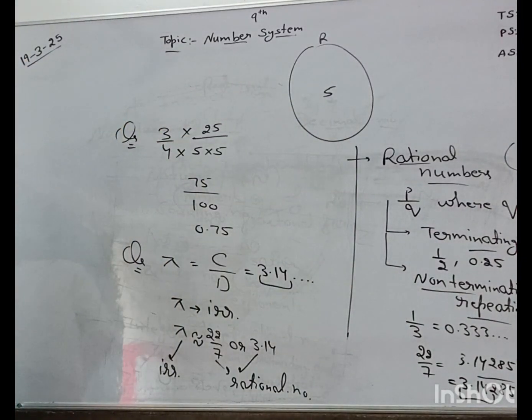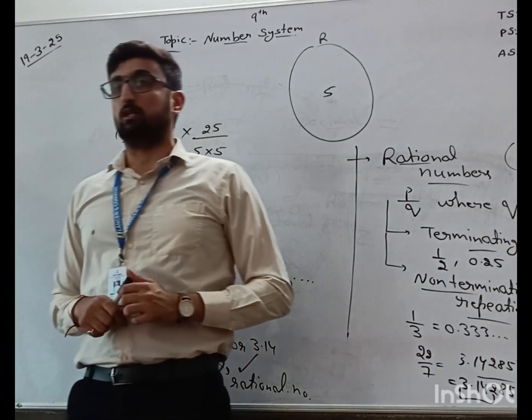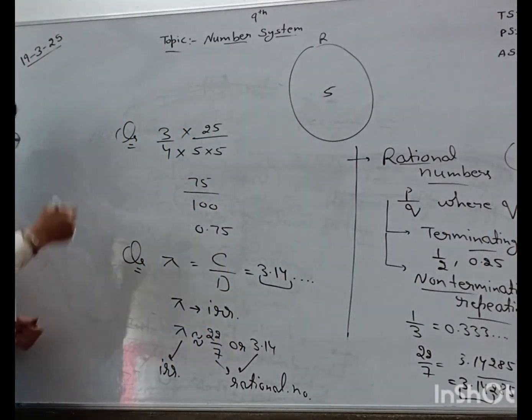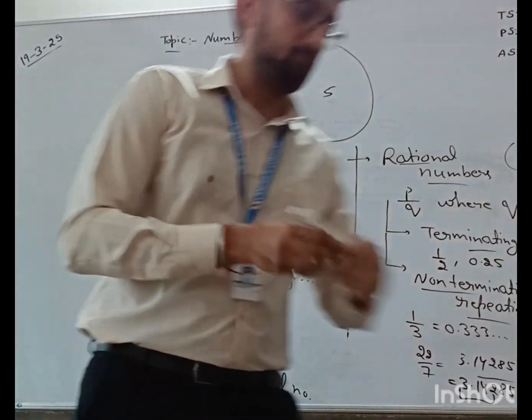The next question is, the product of two irrational numbers is always irrational. So why is the product of two irrationals so? Let us try to solve using some examples. Let me first rub the board.